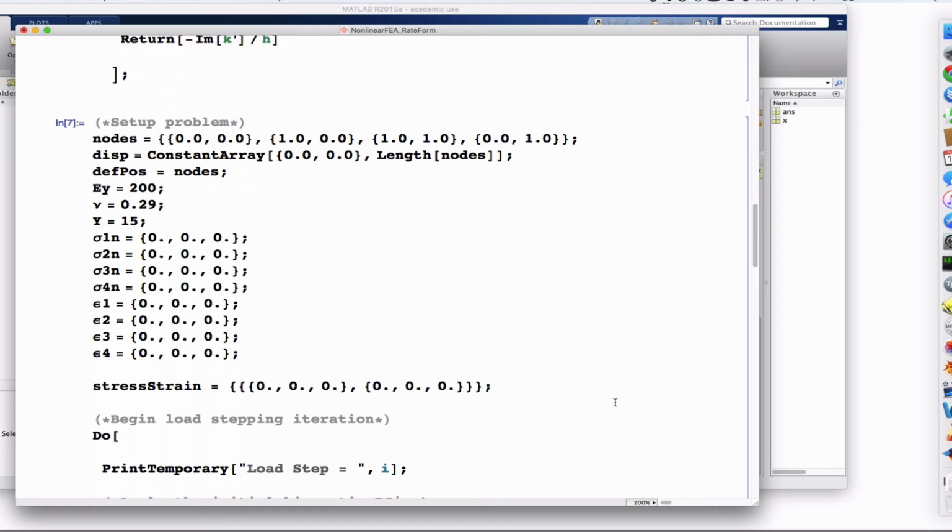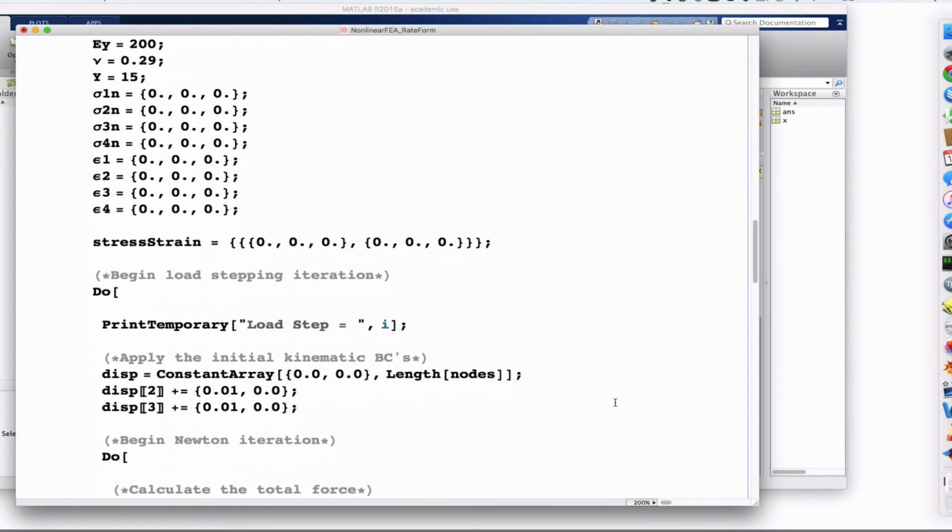This is just something I'm going to plot later, so I'm just storing some empty numbers so I can plot it later. Okay? So this is the Newton iteration. I'm going to do something I times, or this could be like 4. I think in this case there's like 50 load steps. So I'm going to go from 0 to 1, or 0 to, I guess, 5 or something like that in 50 steps. Right?